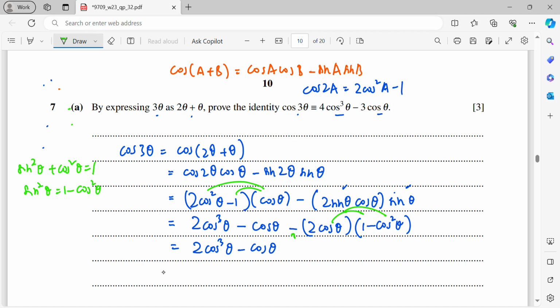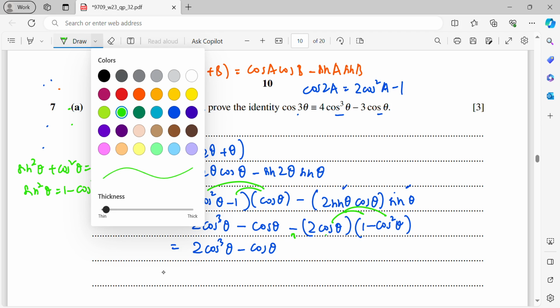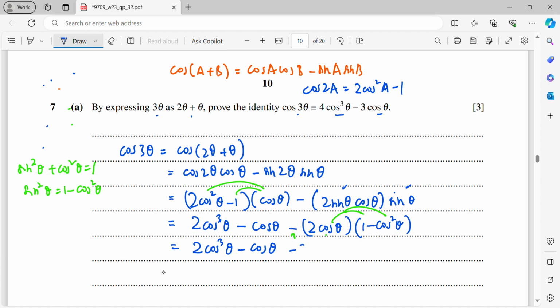So minus 2 cos θ times 1, you will be getting minus 2 cos θ. Then the minus 2 cos θ times the minus cos squared θ will be plus 2 cos cubed θ. Okay, so the first and last term, when you combine, you will get 4 cos cubed θ. The second and third term, when you combine together, is negative 3 cos θ. So with this, we have proven the identity.